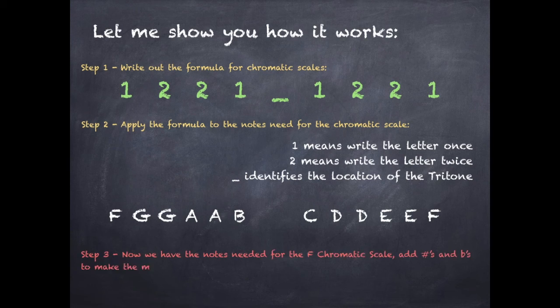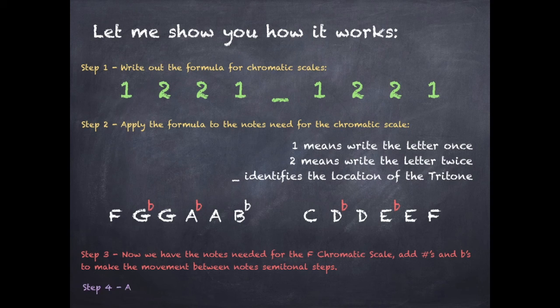Step 3, now that we have the formula for the chromatic scale, add the sharps and flats to make the movement between the notes semitonal steps. So we go F to G flat is a semitone. G flat to G is a semitone. G to A flat is a semitone. A flat to A is a semitone. A to B flat is a semitone. C to D flat is a semitone. D flat to D is a semitone. D to E flat is a semitone. E flat to E is a semitone. And E to F is a semitone.